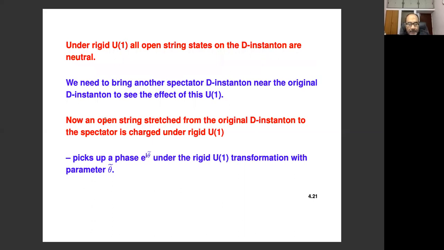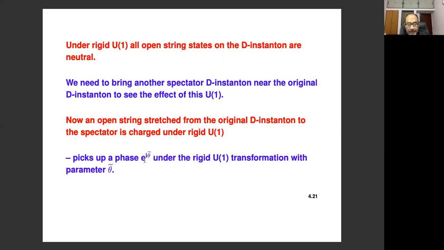Because then any open string that is stretched from the original d instanton to the spectator is charged under this U1. Right? That's the definition of the U1. This U1 basically gives a phase to any open string that starts on the d instanton and ends somewhere else.